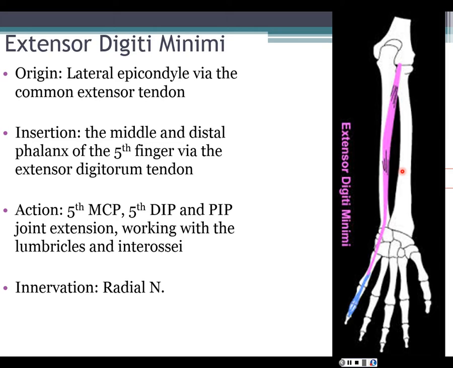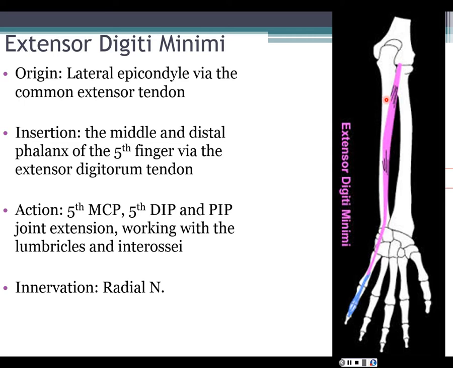Because we have the extensor digitorum, the one muscle that's responsible for extension of all four fingers. But when that muscle contracts, it's really not allowing for a lot of independent motion. So we are able to extend our pinky without having to extend the other four fingers, because the extensor digiti minimi is allowing that to happen.